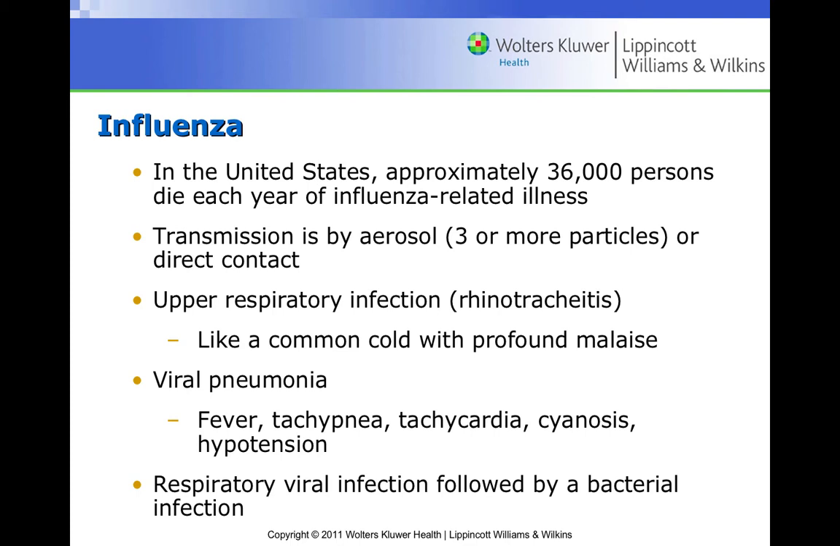Influenza. Now, we generally think of influenza as a GI disease, but basically in the United States, 36,000 persons die a year of influenza-related illnesses. This is the most common upper respiratory infection that people get, and it's viral in nature. The signs and symptoms are very much like the common cold, except the tiredness or the weakness is definitely more profound. This type of infection may take weeks to resolve.